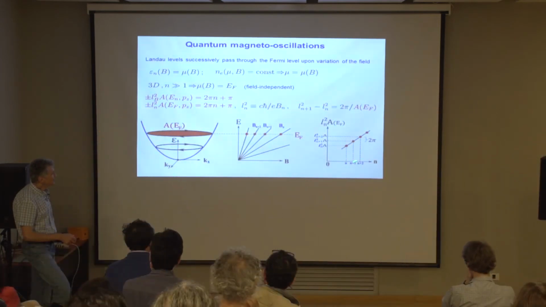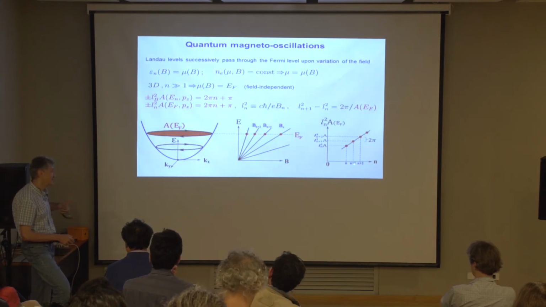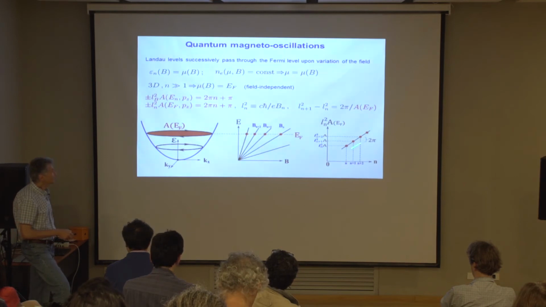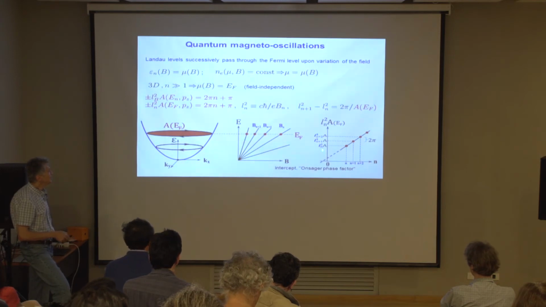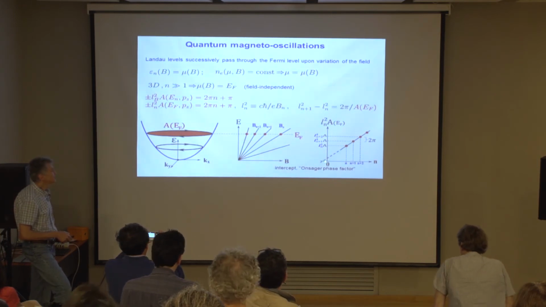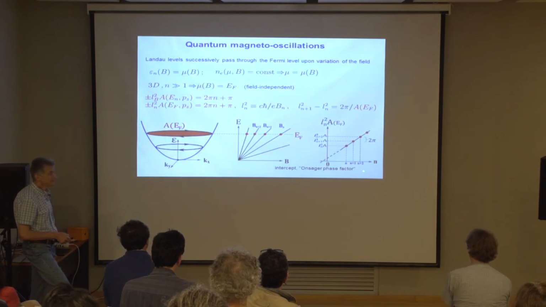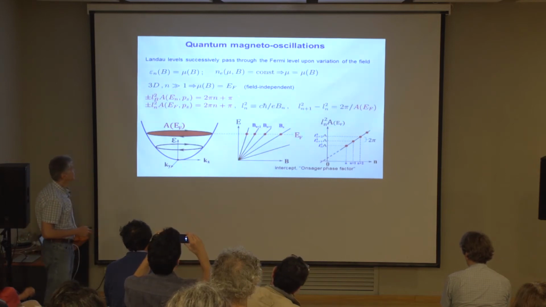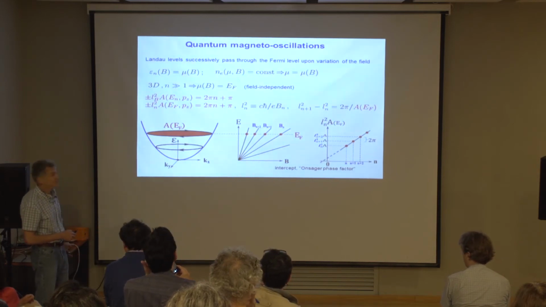No matter how big the n's are, and we actually don't know what they are, because we cannot apply such a field that will just depopulate all the levels, say in sodium or some good metal. But what one can do is to look at the sequence and then extrapolate to the infinite field, 1 over B equals 0, and there will be some intercept on the n-axis, and that's basically this Onsager phase factor. As I discussed, so far it's just trivial, it's some 1/2.